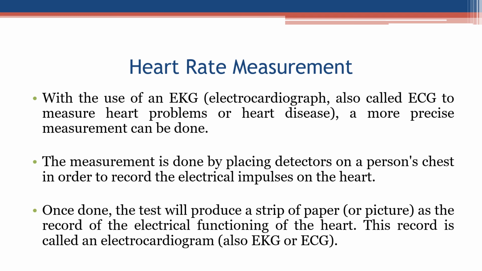With the use of an EKG, electrocardiograph, also called ECG, to measure heart problems or heart disease, a more precise measurement can be done. The measurement is done by placing detectors on a person's chest in order to record the electrical impulses of the heart. Once done, the test will produce a strip of paper, or picture, as the record of the electrical functioning of the heart. This record is called an electrocardiogram, also EKG or ECG.